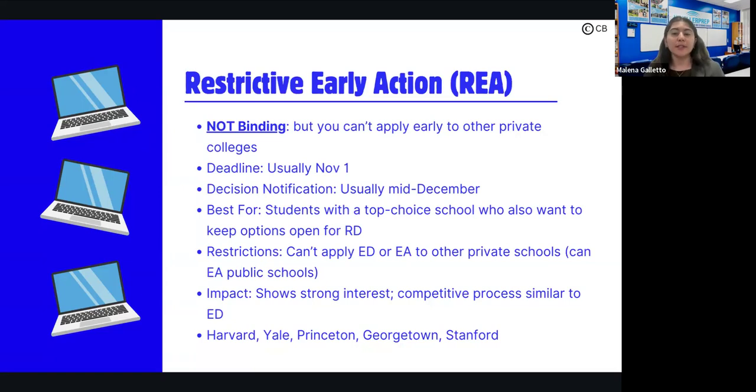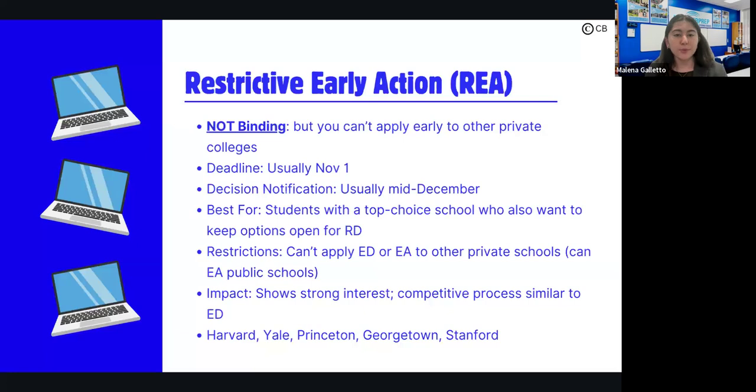And like early decision, you'll usually be notified during mid-December. It's best for students who have a top choice school, but who also want to have some flexibility for regular decision and for other schools. I knew that I personally was not somebody who wanted to commit 100% to a school during the application process. So I knew restrictive early action was something that I would be interested in.